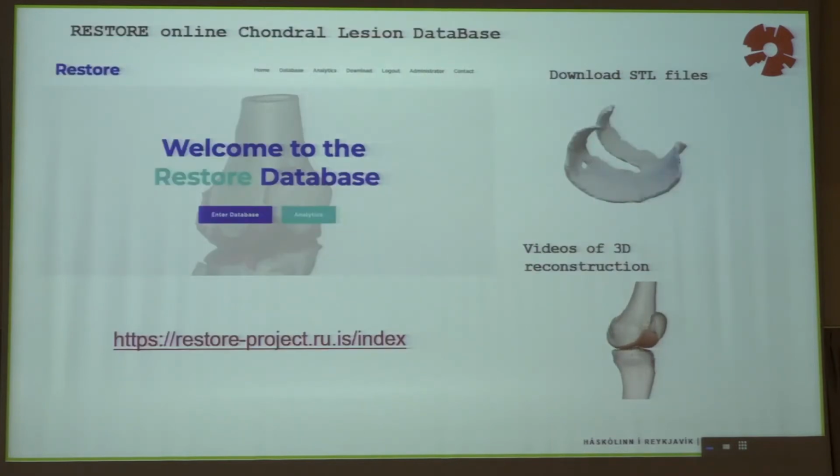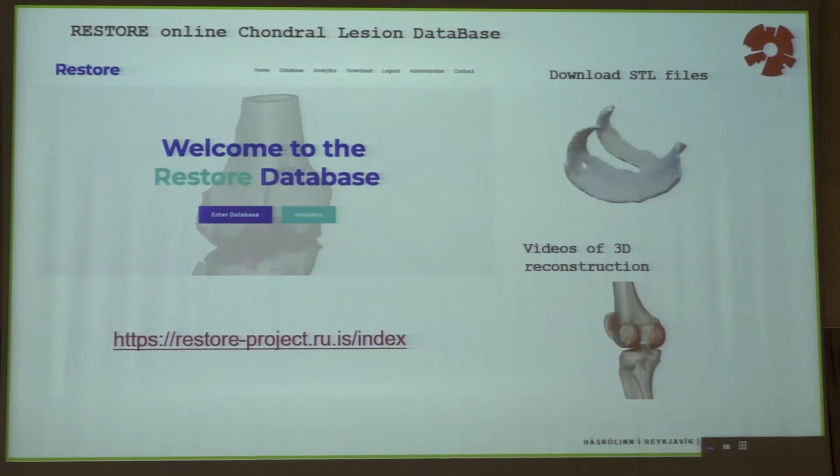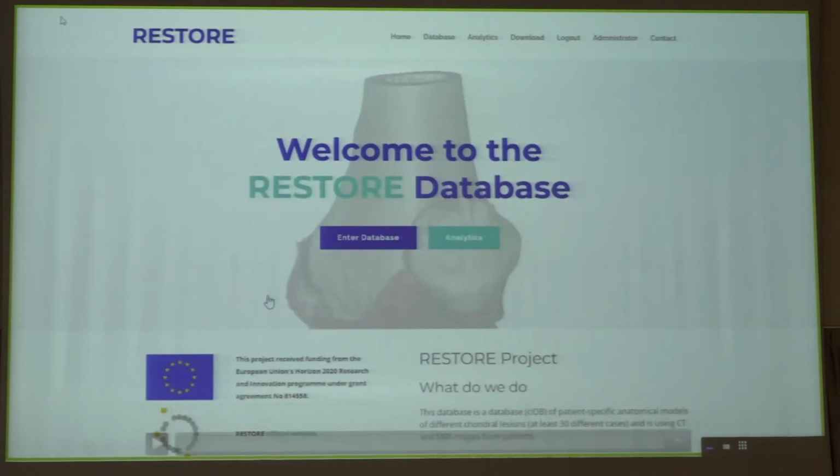As I mentioned, this is the database. This is the link to the database, where you are able to download the STL files of all the cartilage, from the patellar cartilage, tibial cartilage, and femoral cartilage, and you are also able to see and download videos of the 3D reconstruction. This is a video, okay. This is just a video shot about the database online.